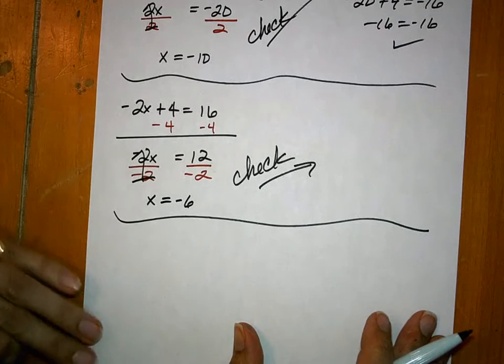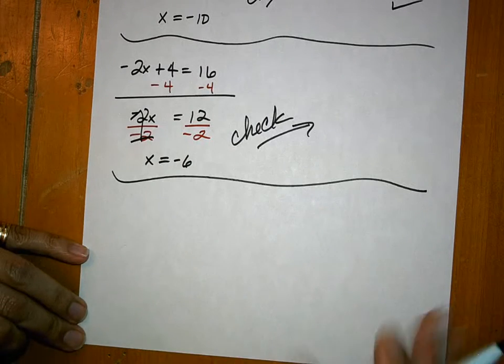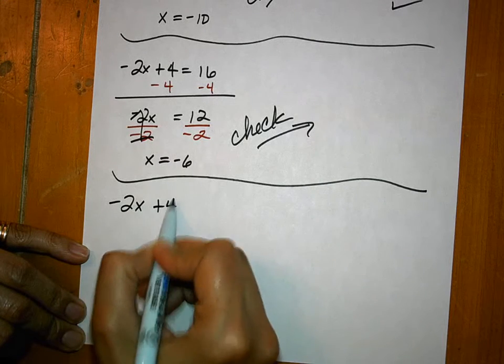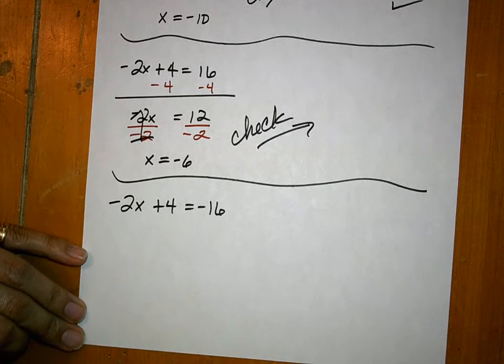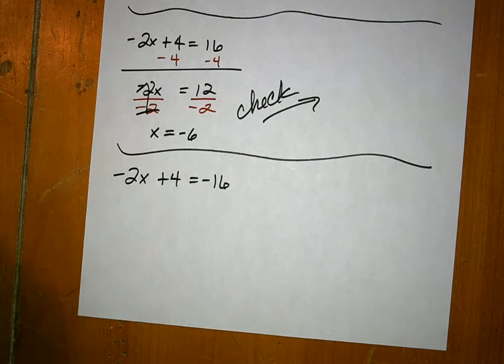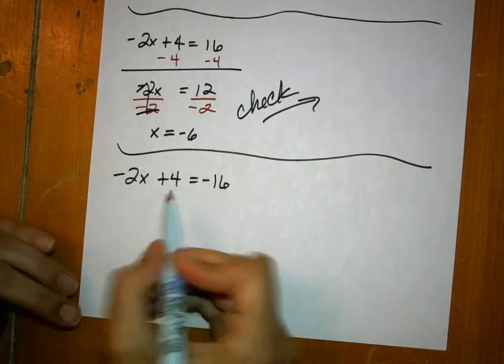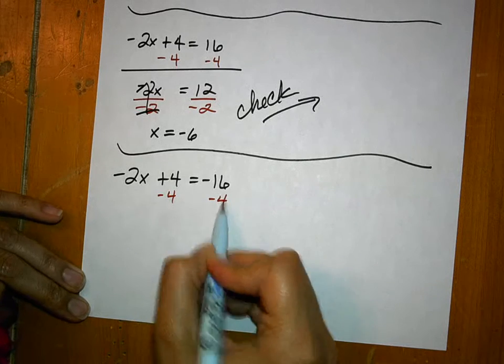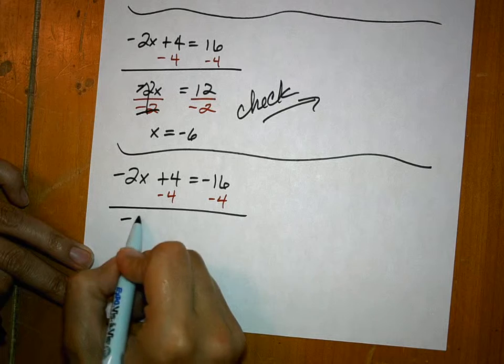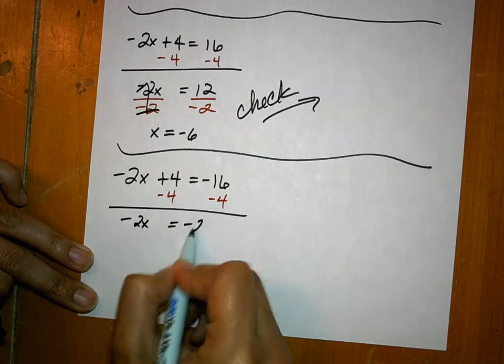And the last one for this video is going to be negative 2x plus 4 equals a negative 16. So now we have two negatives in this equation, and we need to make sure we don't make integer mistakes. We're going to start off again by subtracting 4 from both sides. Negative 2x is equal to negative 20.